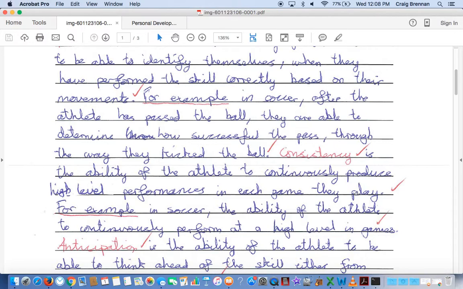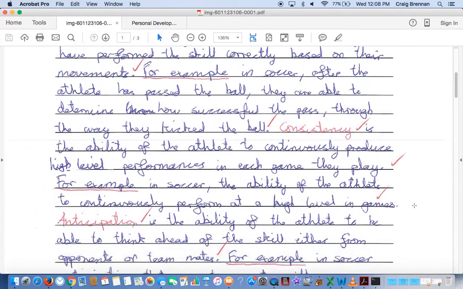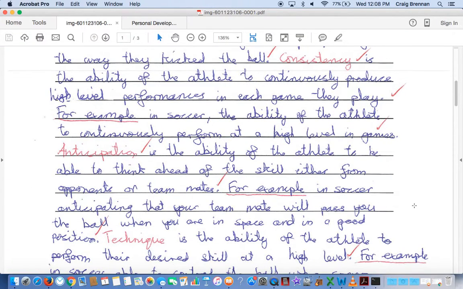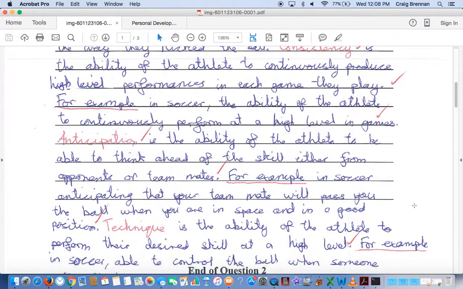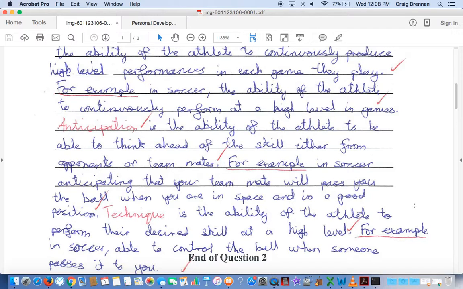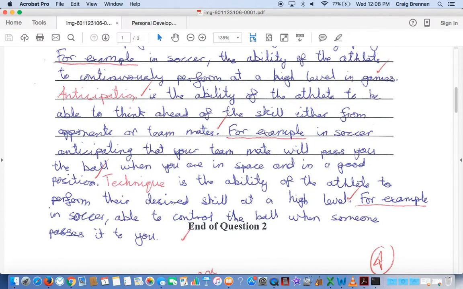Consistency is the ability of the athlete to continuously produce high-level performance in each game they play. For example, in soccer, the ability of the athlete to continuously perform at a high level in a game. Anticipation is the ability of the athlete to think ahead of the skill, either from an opponent or from a teammate. For example, in soccer, anticipating that your teammate will pass you the ball when you are in space and in a good position. His final area is technique, the ability of the athlete to perform the desired skill at a high level. For example, in soccer, being able to control the ball when someone passes it to you.